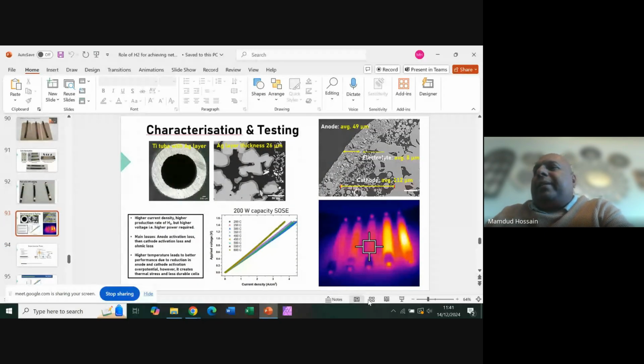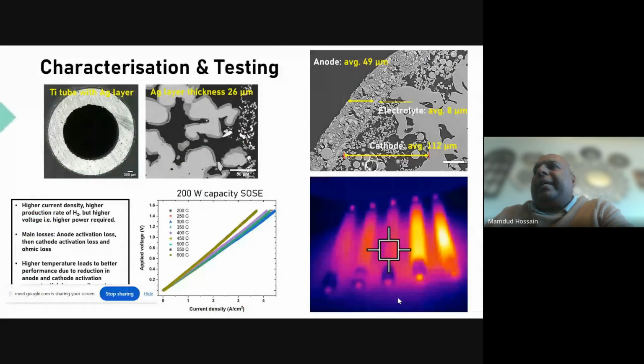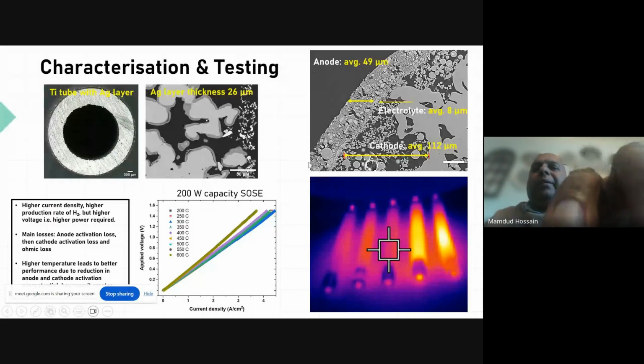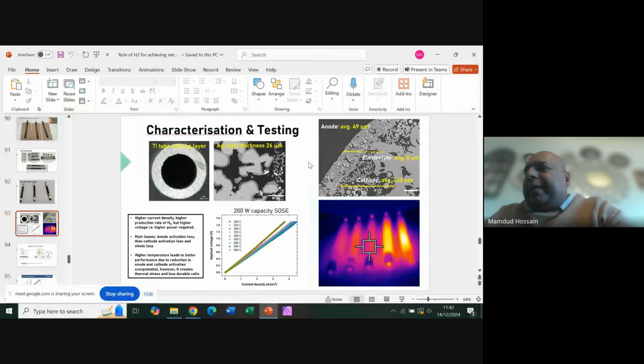Then we did a little bit of characterization. We looked at the SEM graph and looked at how these layers are deposited. If you look at the cathode layer, which is on average 112 micron, we have an electrolyte of 8 micron and an anode of 49 micron. For the cathode layer, we actually wanted a very thin layer, maybe 40 micron, but we ended up with 112 micron. So we have to optimize the system to get a better system.